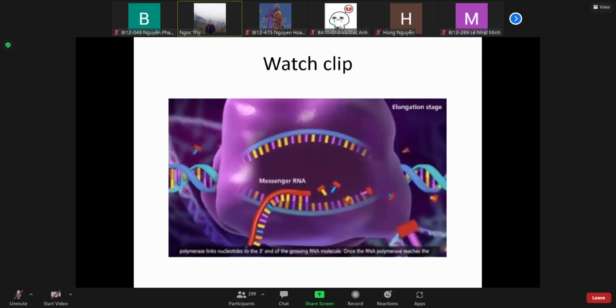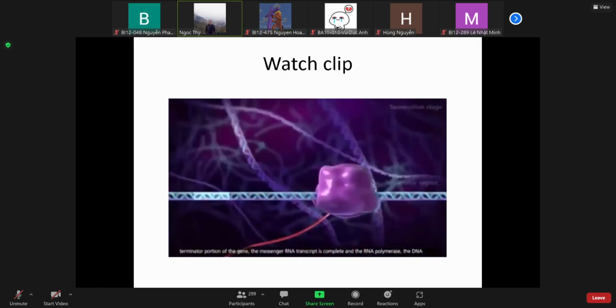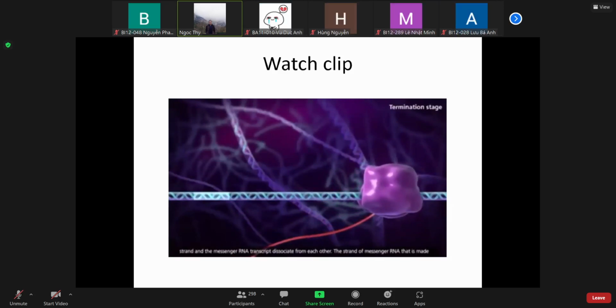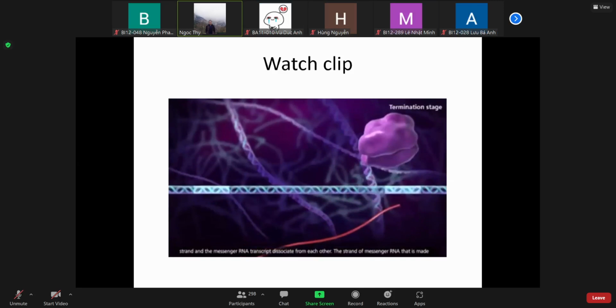When the RNA polymerase reaches the terminator portion of the gene, the messenger RNA transcript is complete, and the RNA polymerase, the DNA strand, and the messenger RNA transcript dissociate from each other.